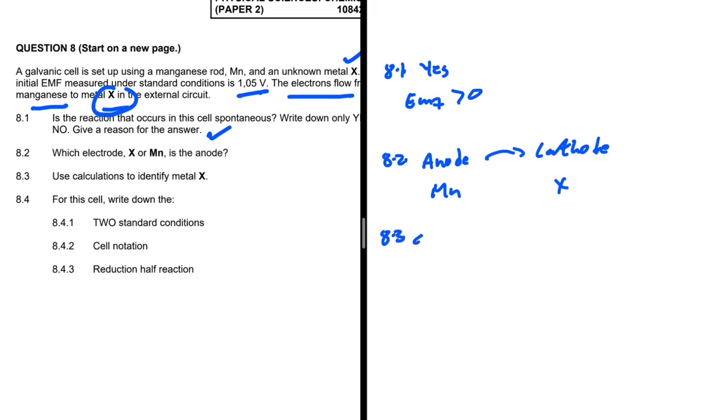8.3. Use calculations to identify metal X. We are given the initial EMF, which is 1.05. Using our table of standard reduction potentials, we can find the potential at the anode. At the cathode, this is where we have our metal X, and at the anode, that's where we have Mn, like we've deduced.